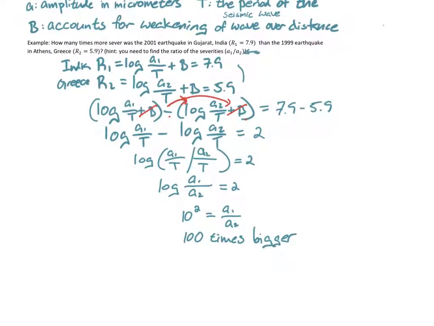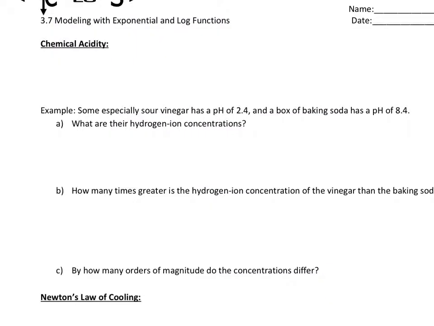The question was how many times more severe was the Indian earthquake than the earthquake in Greece? It was 100 times bigger. It didn't ask us for this, but just to be clear on the connection there, it is 2 orders of magnitude bigger. Okay, now hang in there because we've got 2 more types of problems to deal with here.